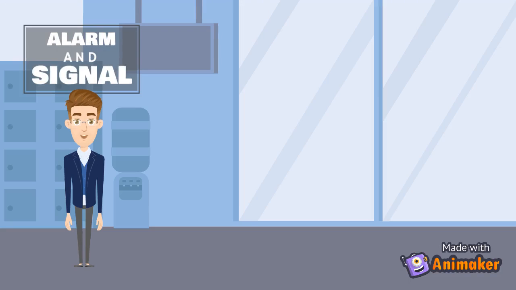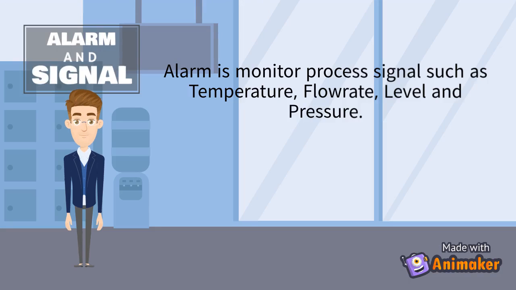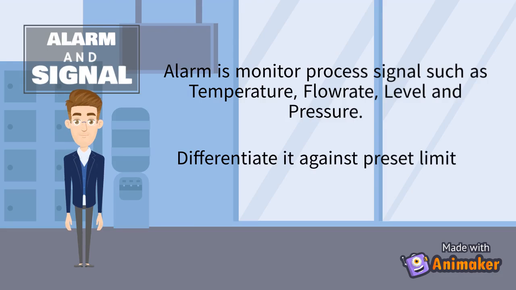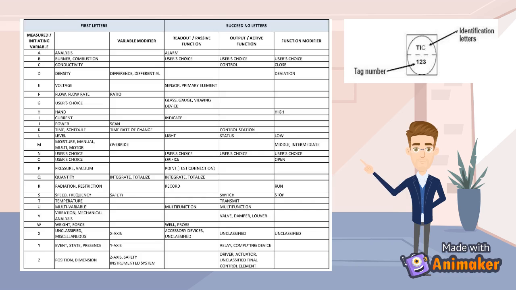Next, I will explain about alarm and signal. Alarm monitors process signals such as temperature, flow rate, level and pressure. It also is used to differentiate it against preset limit. In alarm and signal, the first letter shows measured variable, while the later letters show the function. Then, the number below the alphabet shows the loops. So, this is a summary of the function of every alphabet.